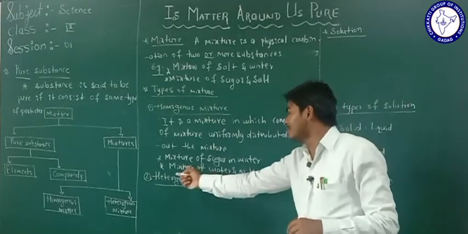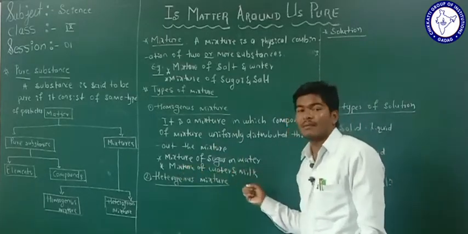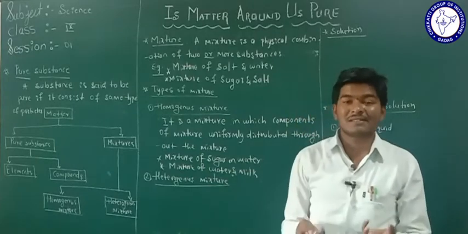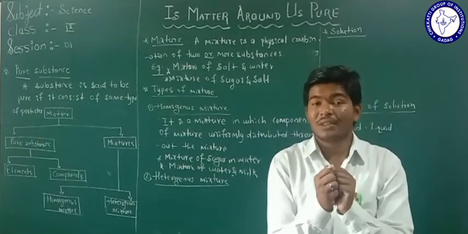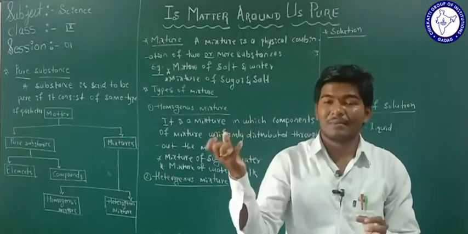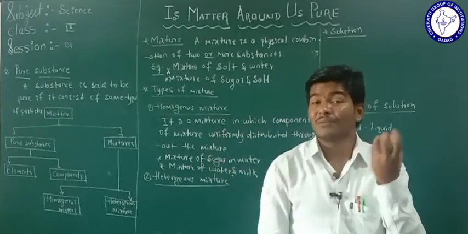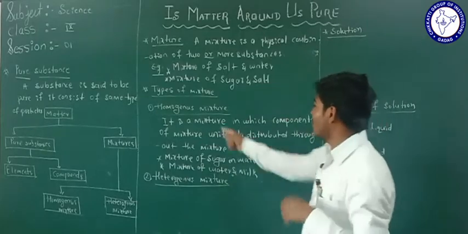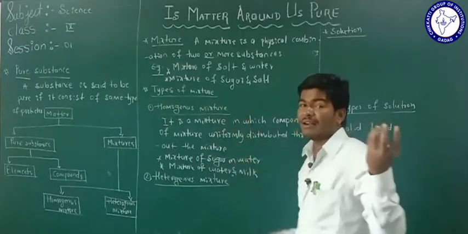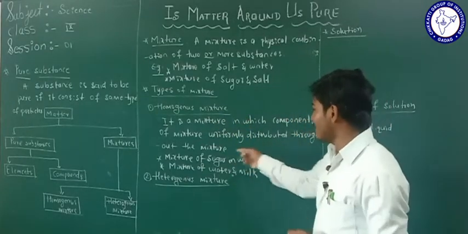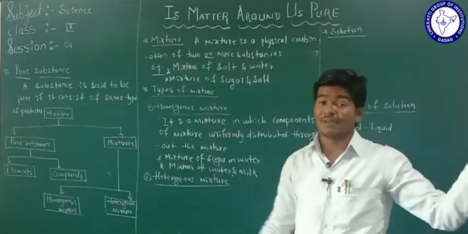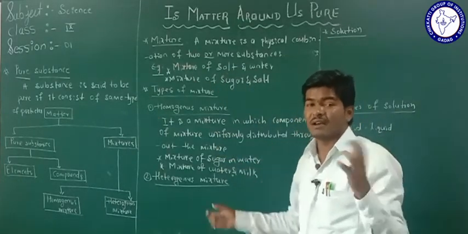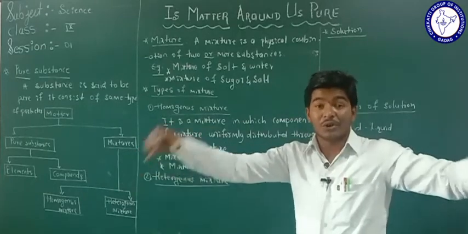For another example, take a mixture of water and milk. When you mix the water with the milk, they will be completely mixed up. That's why we call it a homogeneous mixture. It is nothing but a mixture whose components are uniformly distributed throughout the mixture.